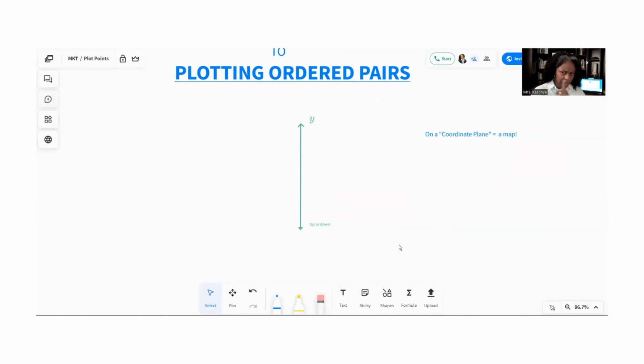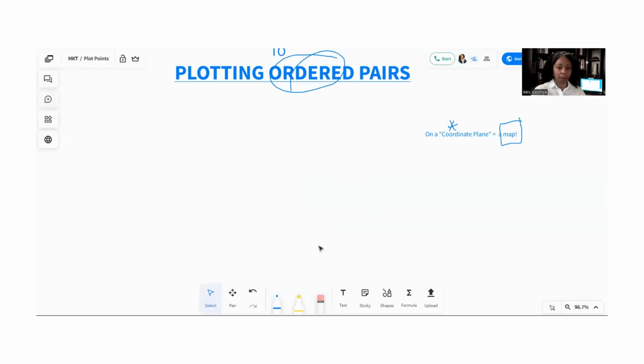Now, notice one thing I did there. I purposely told you about the x-axis first, and then I told you about the y-axis. The reason I did that is because there is an order to using ordered pairs. So when I call them ordered pairs, it is not by chance that I use that word. Those pairs have to be ordered in order for us to get to our destination on this map called a coordinate plane.